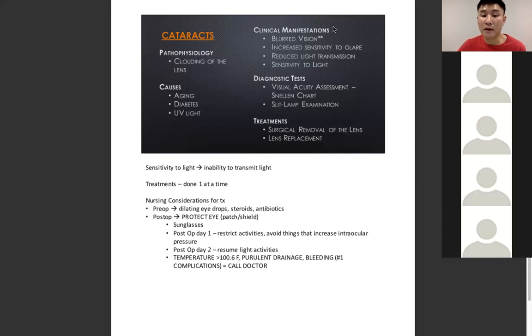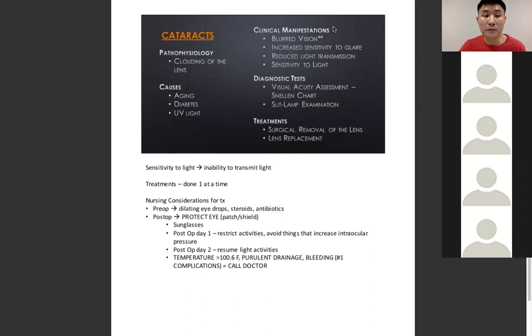What are the activities that may increase intraocular pressure? For example, tilting the head down or tightening the shoes can cause increased intraocular pressure, and so can weightlifting. So we have to teach the patient to avoid that.